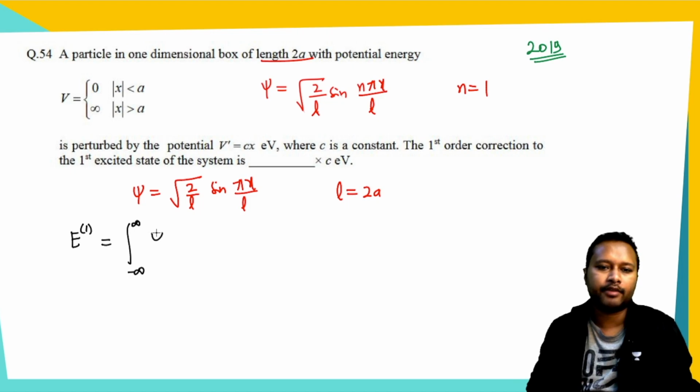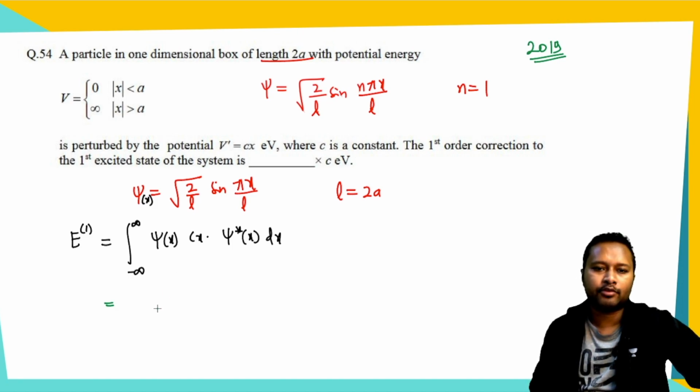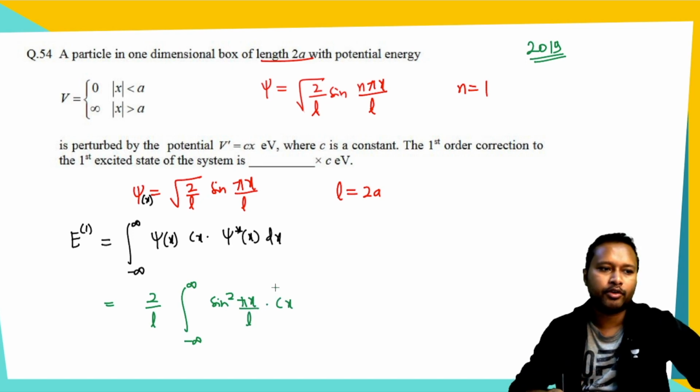And then you have psi(x), the wave function of x, and then the perturbed part is cx, multiplied by psi star(x) and dx. All right, so this is what I have written. Now you can substitute the values here. Psi(x) and psi star(x) are both going to be the same. So 2 upon L can be taken outside of the integral from minus infinity to plus infinity, and it will become sine square of pi x upon L into cx. Alright, so this is what you are going to get.